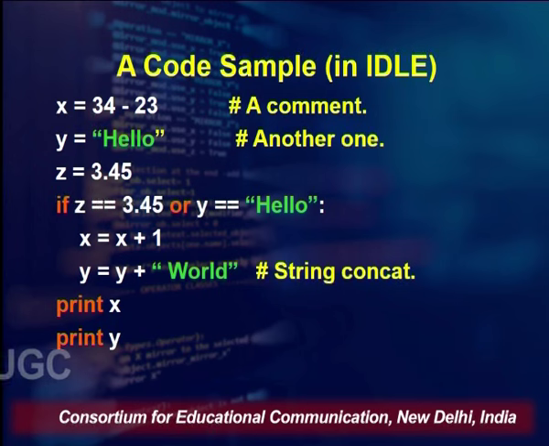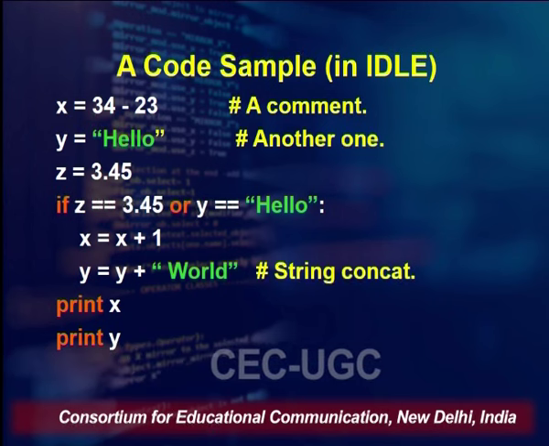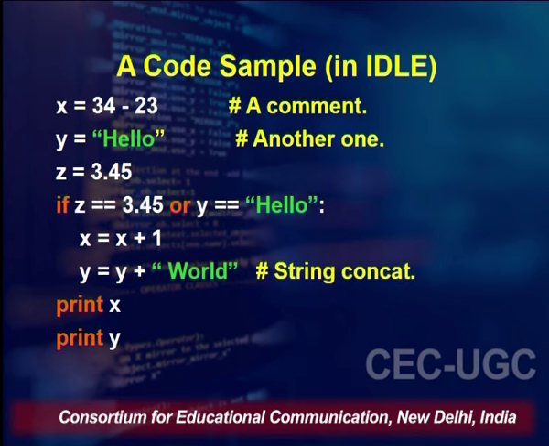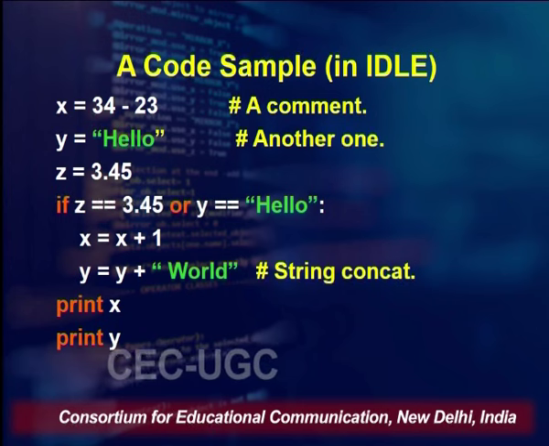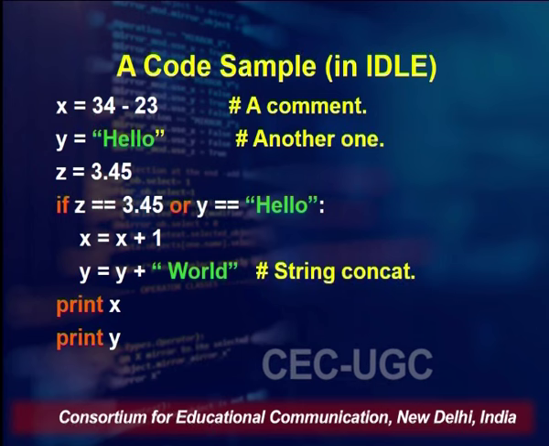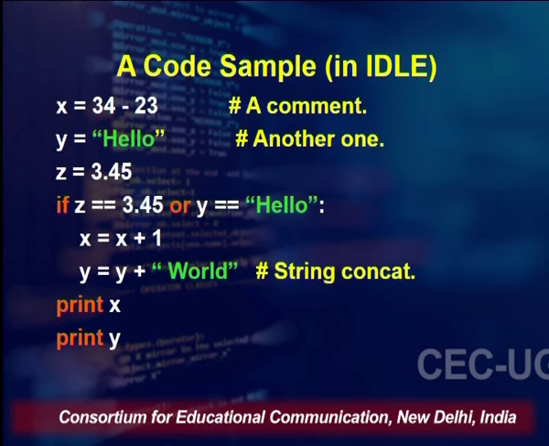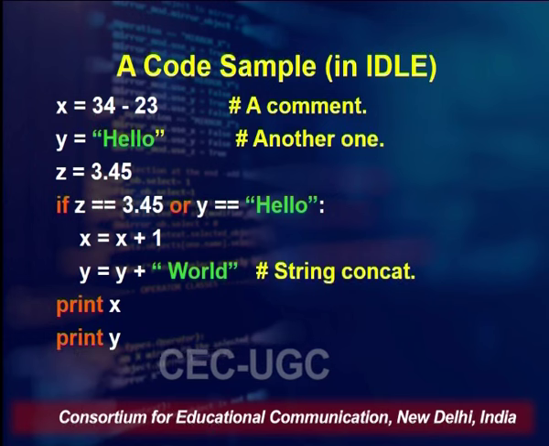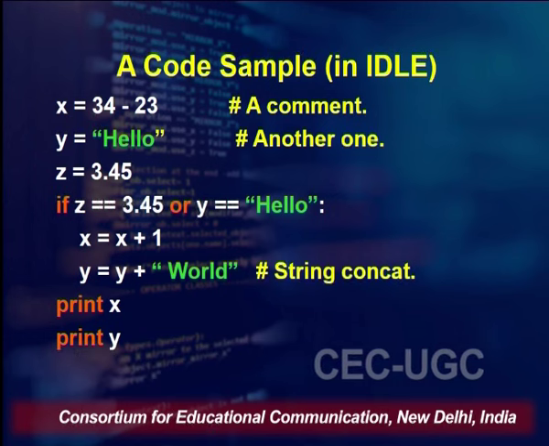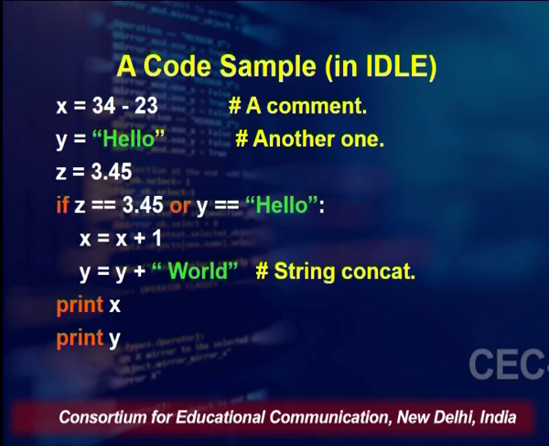So, x will be equal to 34 minus 23 plus 1, because the statement says x is equal to x plus 1, and y will be hello world, because hello is concatenated to world, because the if condition is coming out to be true. So, these 2 results will be printed right here below the script we have written, right.